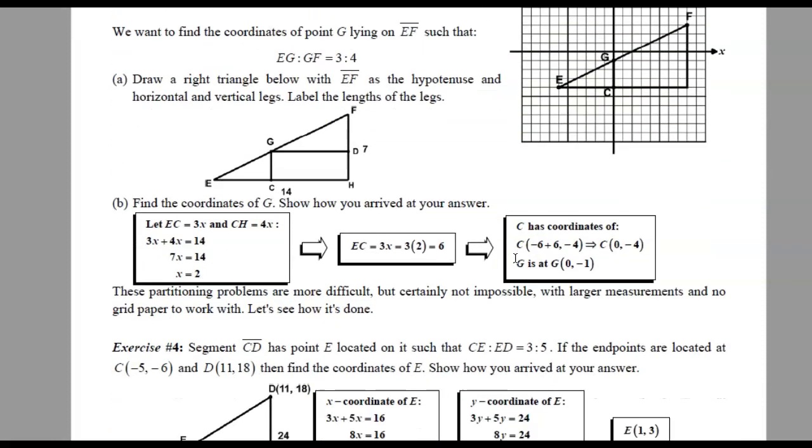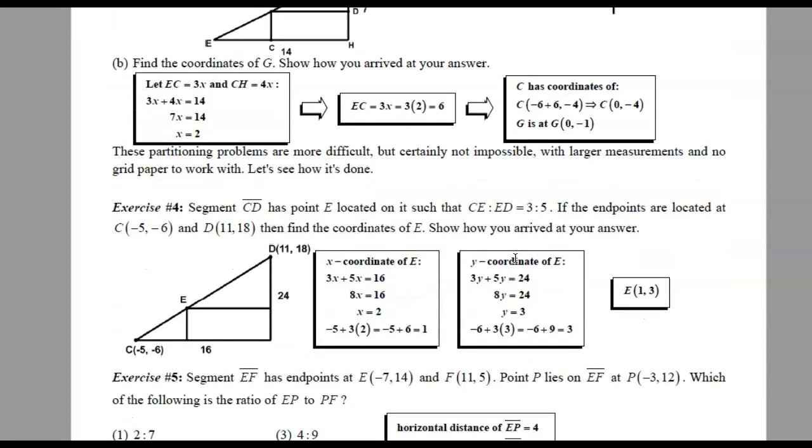All right, so looking at exercise 4, let's try to do this one as well. We're trying to get a 3-to-5 ratio. The endpoints are here at -5, -6, and 11, 18. This one I'm trying to do without a grid, just trying to draw it. Okay, and if I draw the right triangle, I'm basically saying that this point is somewhere in quadrant 3 and this point is somewhere in quadrant 1. How far is it across and up?